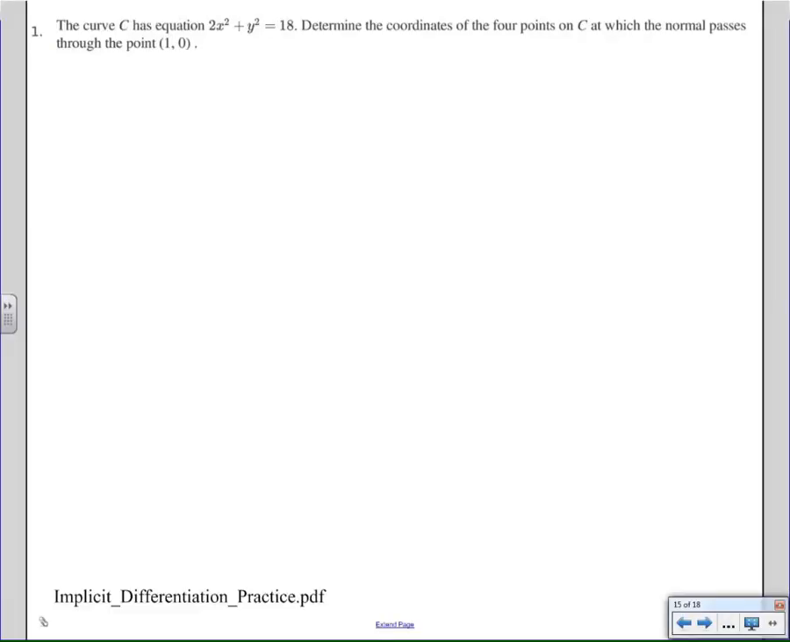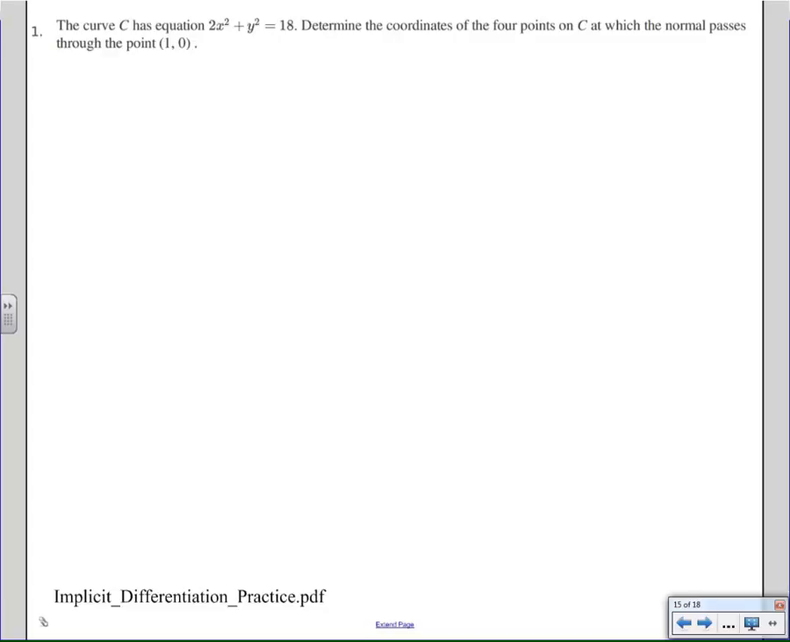Hello, what I've got here today is a recap of a problem that we were exploring in class. The situation is we have a curve, C, and if you study this in the future, you'll know this as an ellipse. This is the equation for an ellipse in a sort of rearranged form. Anyway, it says determine the coordinates of the 4 points on the curve that have a normal that would pass through the point (1, 0).